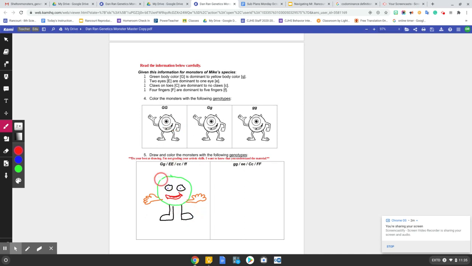So for instance, he has a green body type. He has 2 eyes, okay? He has no claws on his feet. Oh, I missed part of his leg there. See, I told you I'm a bad artist. And he obviously has 5 fingers. Let's double check. 1, 2, 3, 4, 5. Yep. 1, 2, 3, 4, 5. Okay, he does. So this guy passes.